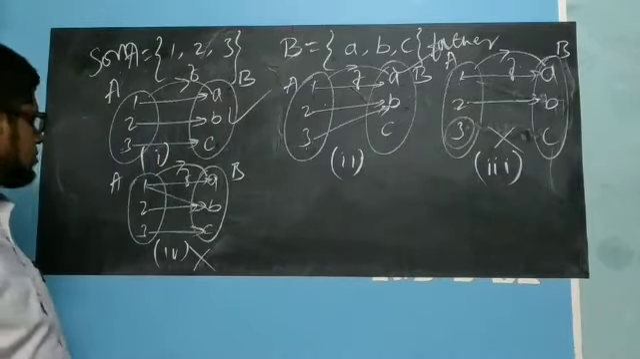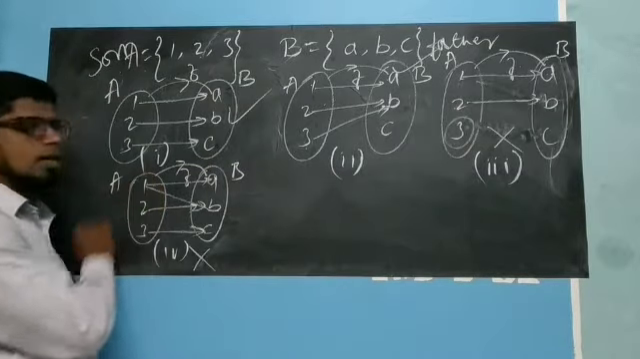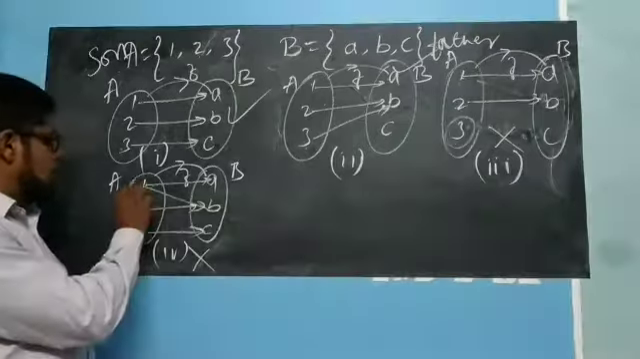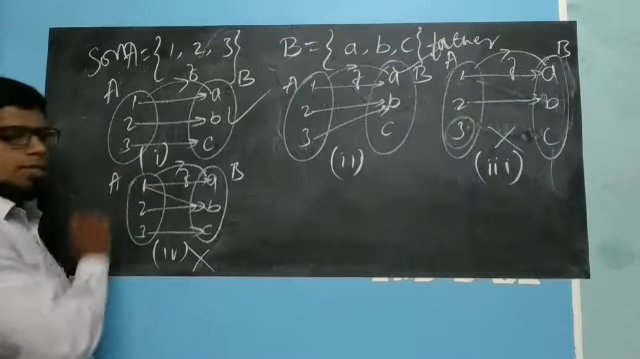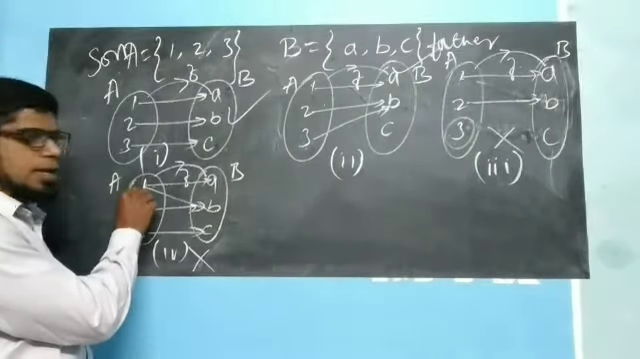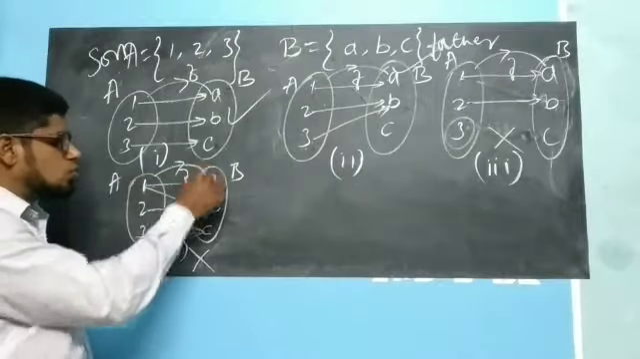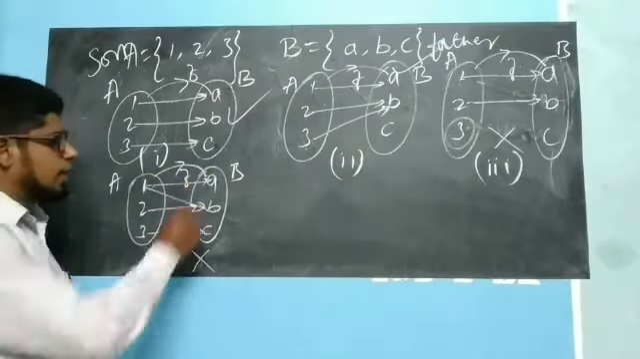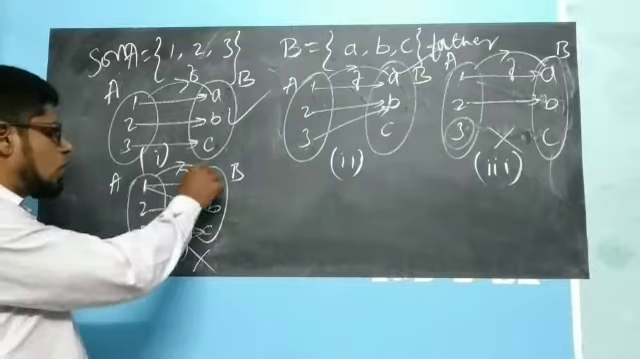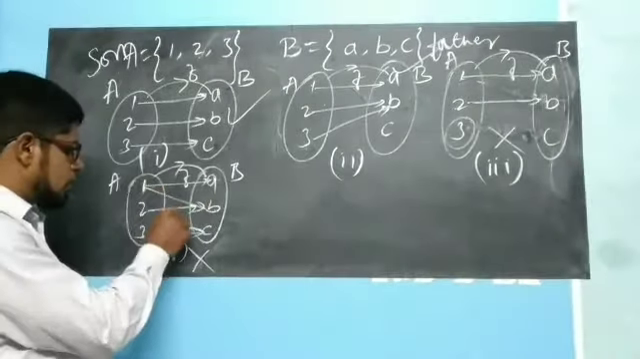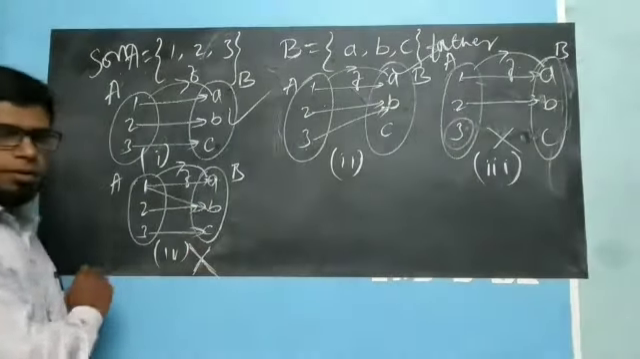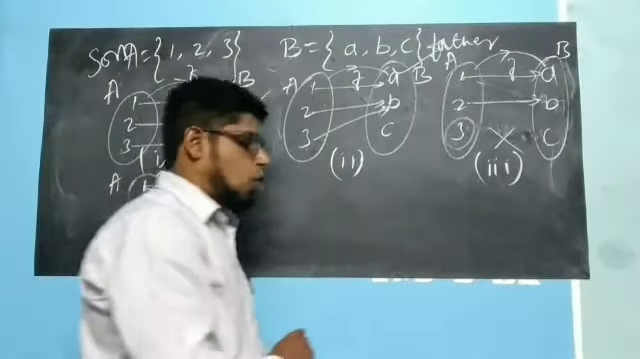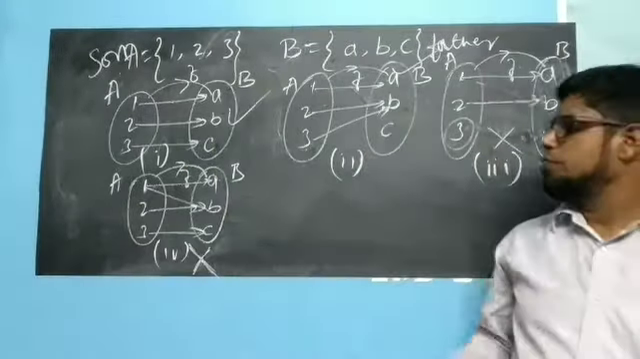The next, in this case, here 1 is a son. This son 1 has 2 fathers, A and B. This is totally not possible. So we'll declare this as not a function. I hope you understand the definition of functions.